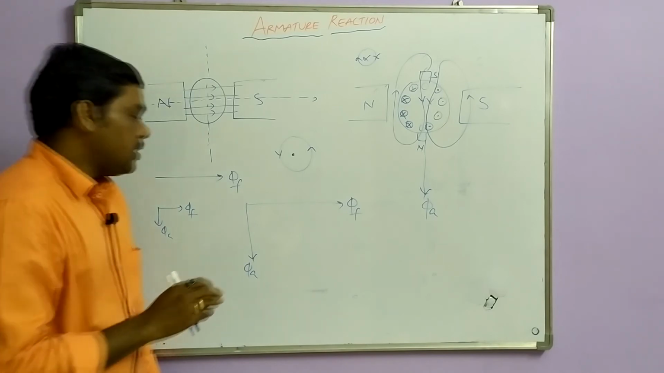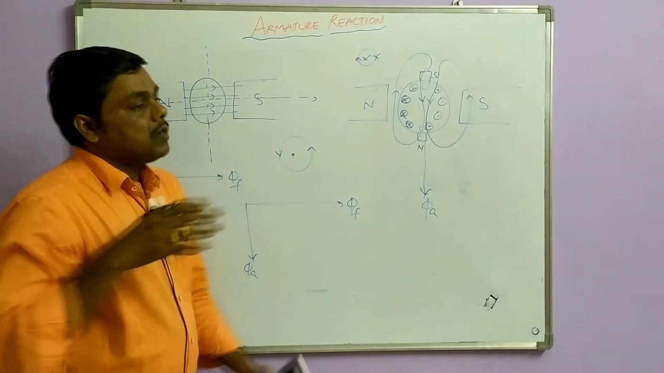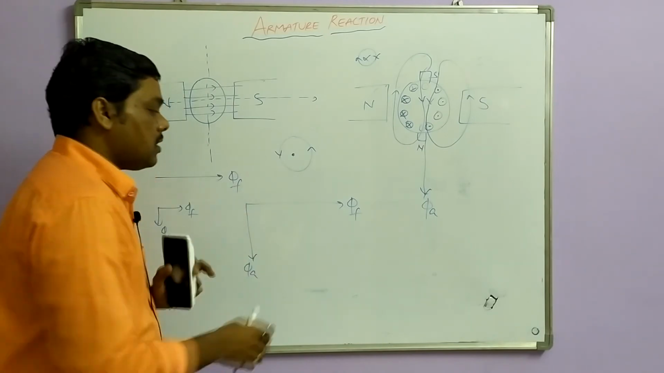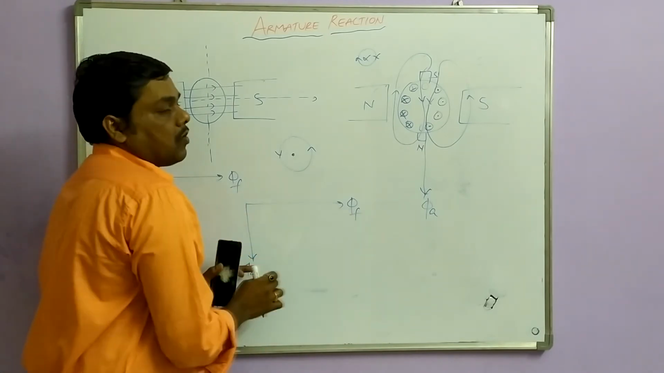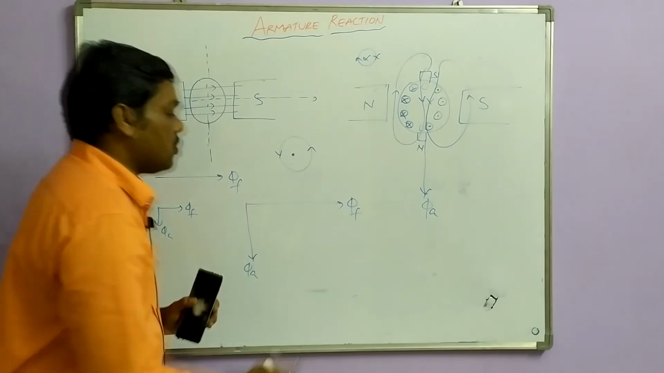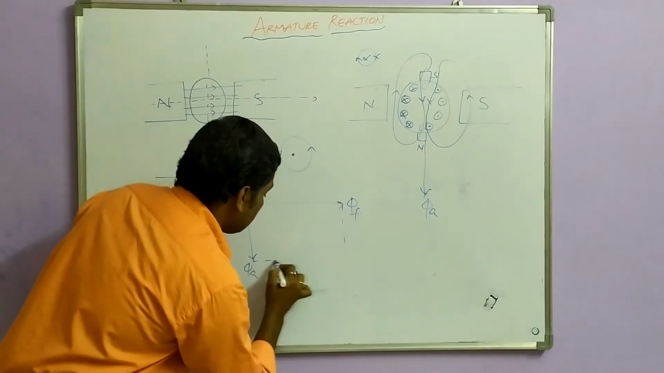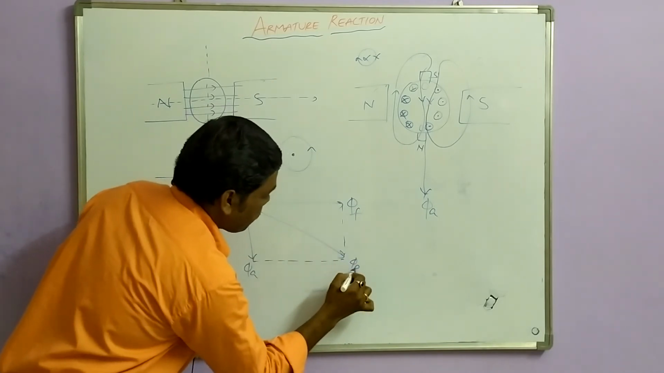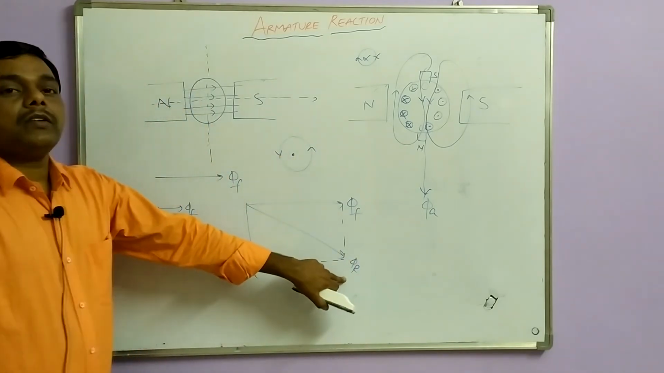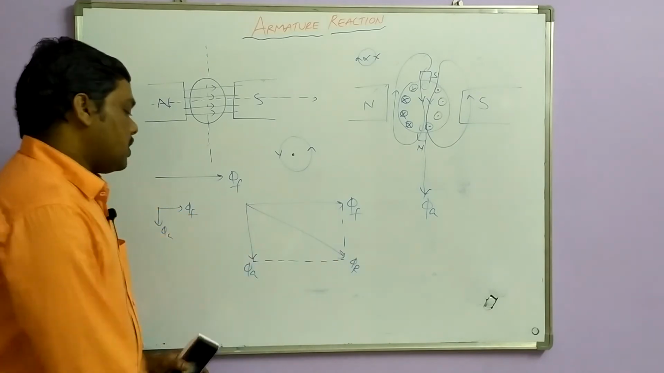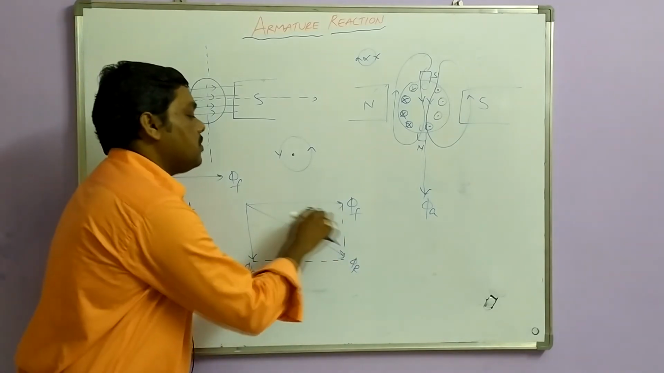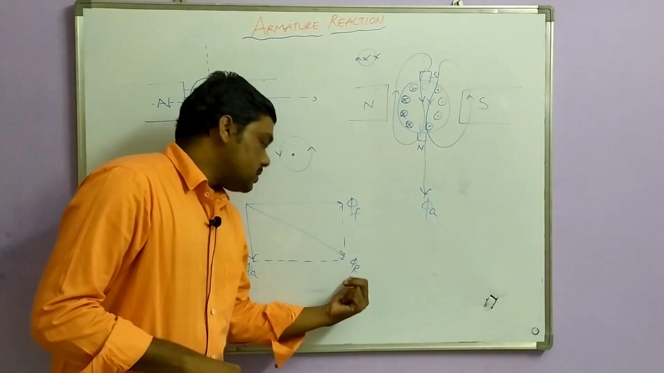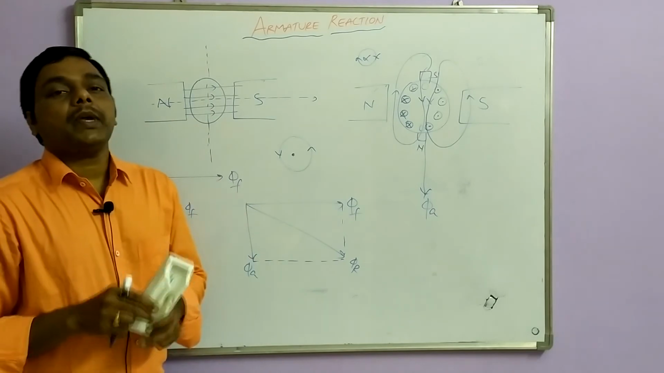So what will happen here? There is some disturbance, distortion in the main flux, and the resultant flux is given by the vector sum of these two. So what will you get? The resultant flux is always in this direction. Now this is the resultant flux, and the armature flux is downwards and the field flux is from left to right. Now if the resultant flux is in this direction, what will happen?